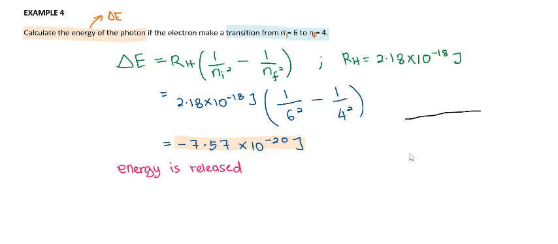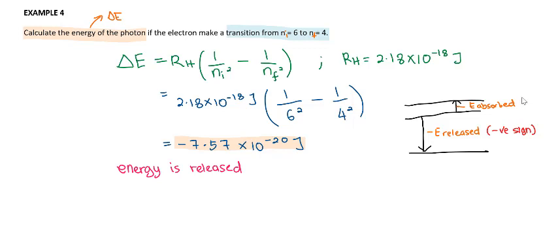Okay, so kita buat nota sikit. Katakan ni energy level. Daripada higher energy level to a lower energy level, dekat sini energy is released. Manakala kalau dia buat transition daripada lower energy level to a higher energy level, energy is absorbed. So bila energy release, dia punya sign akan jadi negative sign. Kalau energy absorb, you akan dapat positive sign.